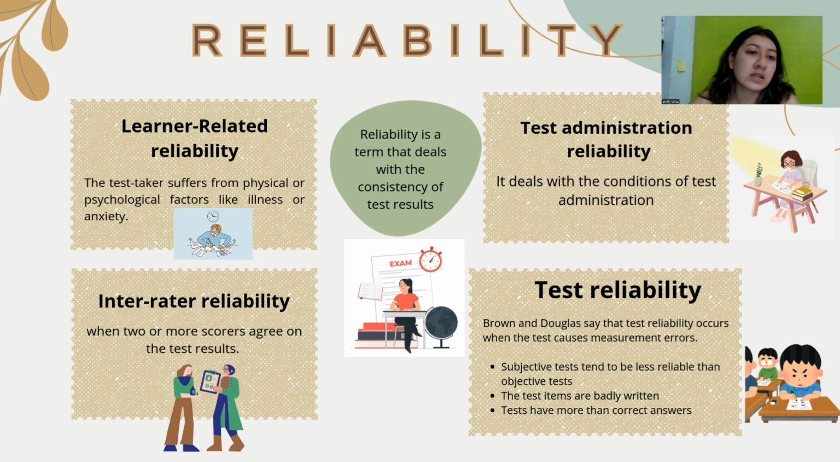And the last is test reliability. According to Brown and Douglas, test reliability is affected when the test causes measurement errors. Subjective tests tend to be less reliable than objective tests due to their nature. It also happens when the test items are badly written, and consequently ambiguous. And finally, when the test has more than one correct answer, it can also produce measurement errors.